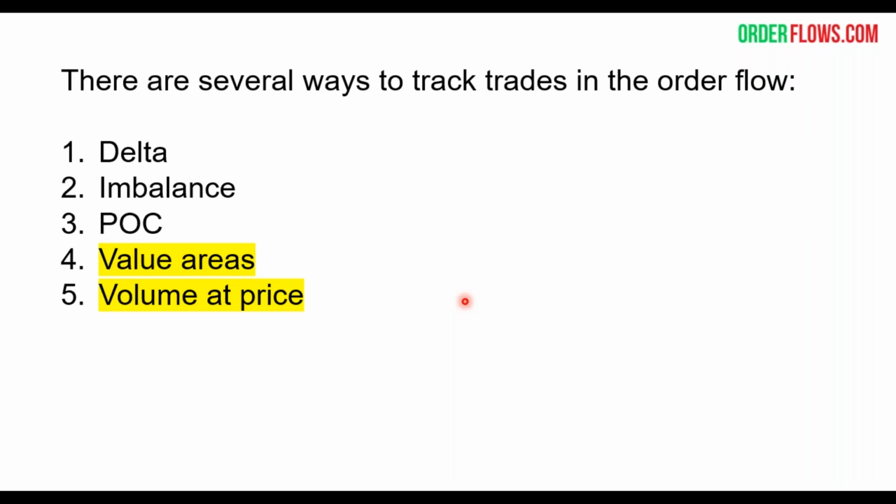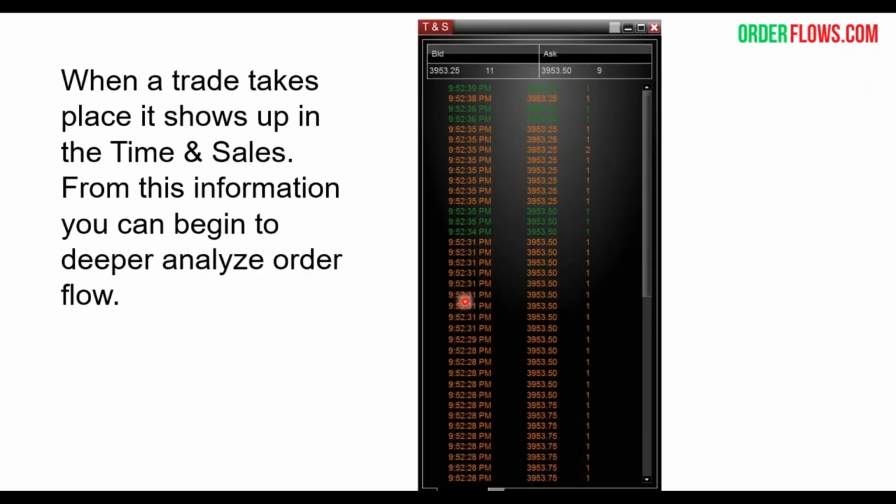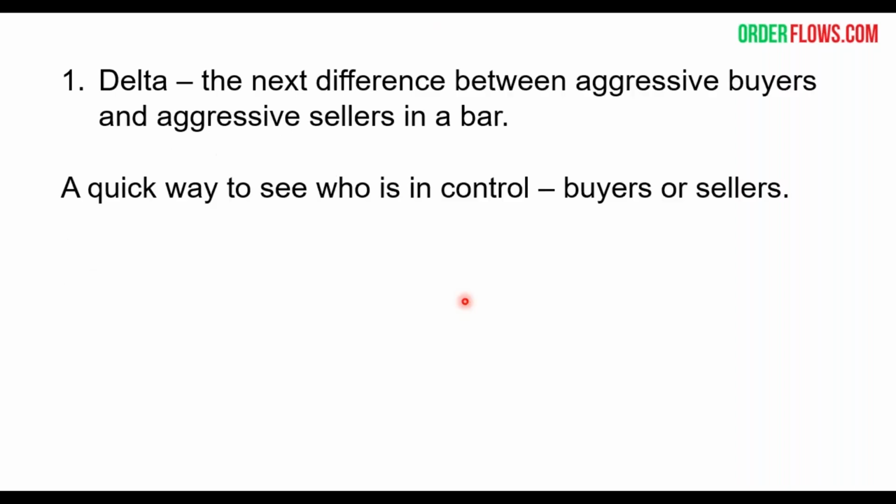The open, the high, the low, the close. Whereas now you're able to have a more three-dimensional picture of what's actually happening by analyzing what's trading on the bid and the offers in the market. So again, when a trade takes place, it shows up in the time and sales, but you can take this information and analyze it deeper.